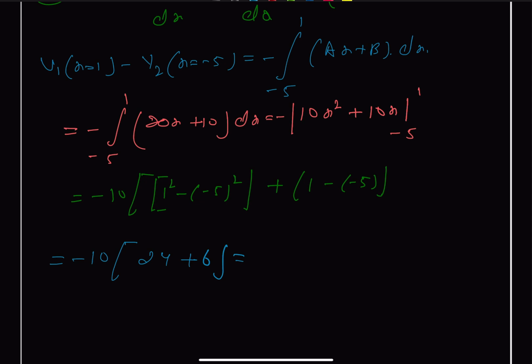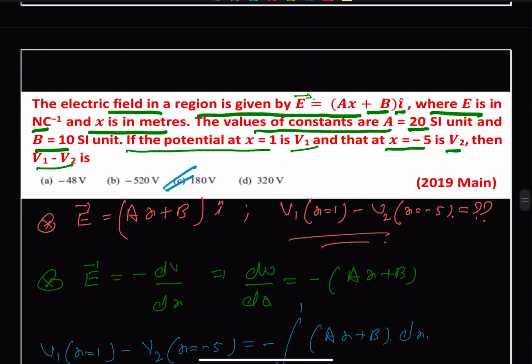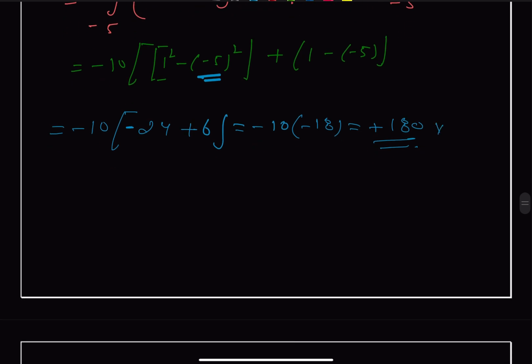One second. Minus. Okay, because this will be minus of 25. So this comes to us as 18, minus of 10 minus of 18, giving us plus 180. Okay, so we get plus 180. Option C is correct. Next question.